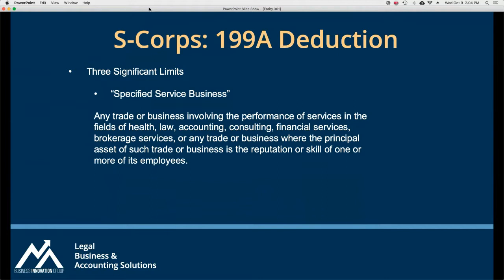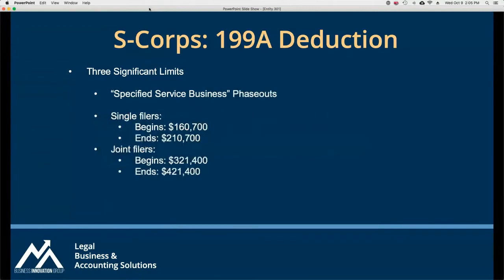Oh, yeah. So that's a wrinkle here, because, okay, let's say you fall into a specified service business. Well, you're not out of luck, right? All it means is that some phase outs are going to apply to you. Okay, so it's not like a black and white end of the world. Yeah, just because I'm a lawyer and I fall into the field of law doesn't mean that I don't get 199A. It just means that these phase outs apply to me. So basically, with single filers, your phase out begins at $160,700, and then it ends at $210,700.